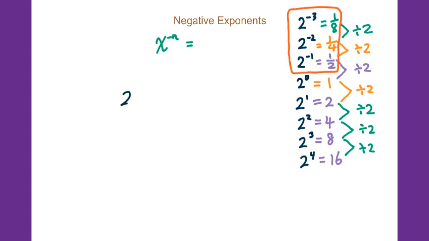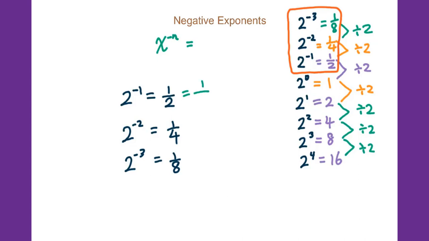You will have 2 to the negative first power equals 1/2. 2 to the negative second power, that's 1/4. 2 to the negative third power equals 1/8. We do know 1/2, I can write down 1/2 to the first power. 1/4, I can write down 1/2 squared. 1/8, I can write down 1/2 to the third power.